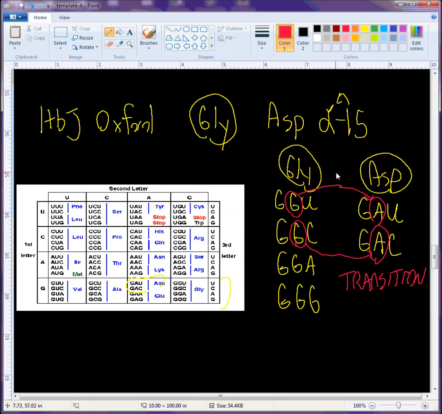And we can see a transition mutation can still change the amino acid. Both transition and transversion mutations can change the amino acid in a protein. It doesn't need to, but in these two cases it did. Okay, so I think those are pretty straightforward. I guess maybe if I went through some others, we could see some other types of mutations. But I think it's pretty self-explanatory, so I won't do any more of these.